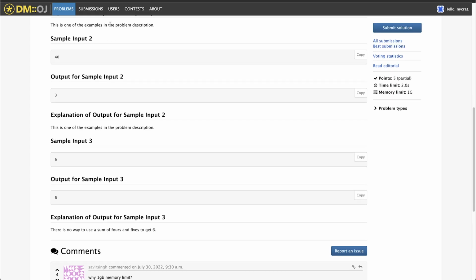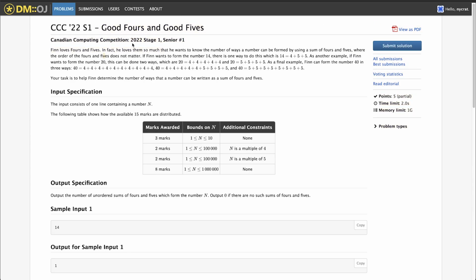All right. So this is S1, which is Good 4s and Good 5s. I have done only this S1 before, and I had some crazy complicated solution, but I was thinking about this question and thought of a really simple solution that I'm going to try to write out here. So let's just read out the question.